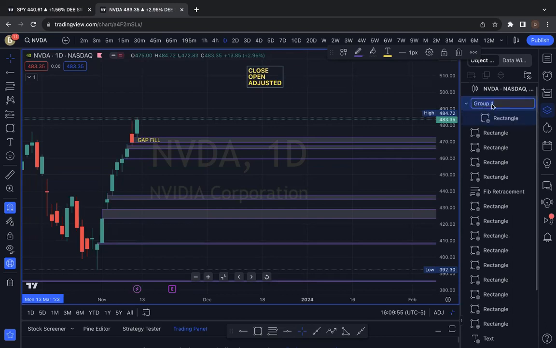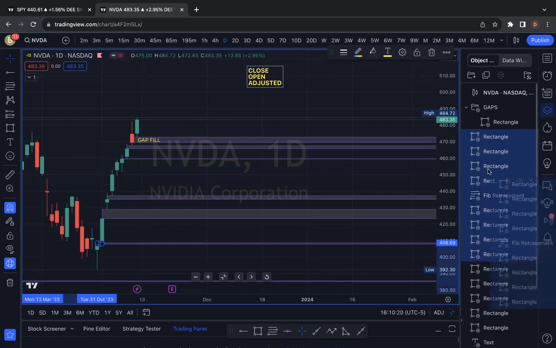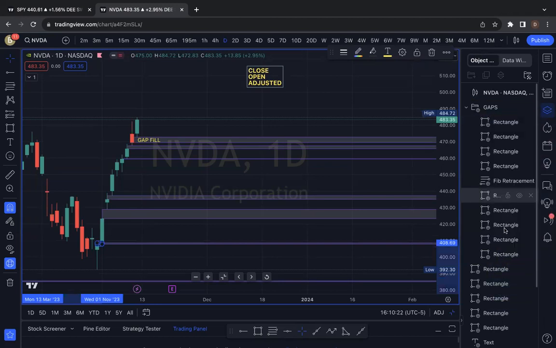Now you can name this group whatever you want. I'll name mine gaps. Okay. Right. And now what you do, you want to unclick that one. Now, I don't know if you're on a Mac or what you're on, but if you're on a Mac, you just click Command, and then you can click multiple, and then you can put them all in the same folder.